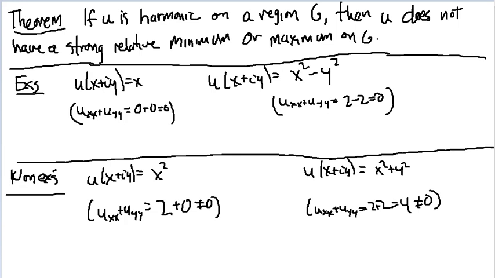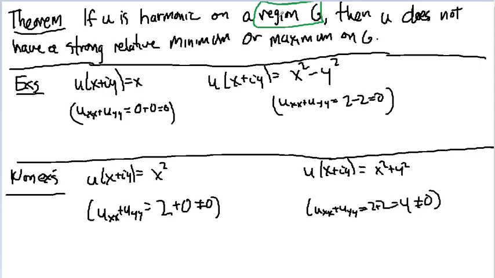I'm going to explain harmonic functions and strong relative mins and maxes. The key thing is we're looking at what's happening to the harmonic function on a region G. Recall that a region G has to be open, so I can't include the boundary.